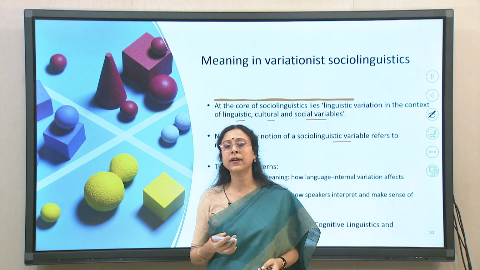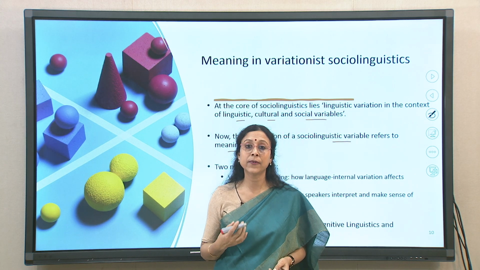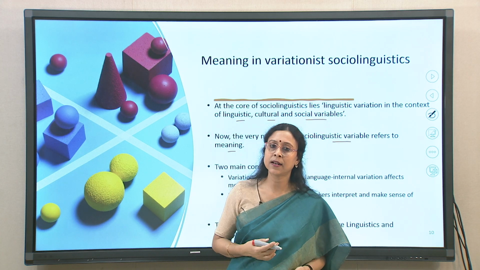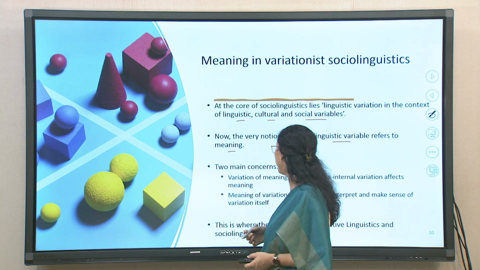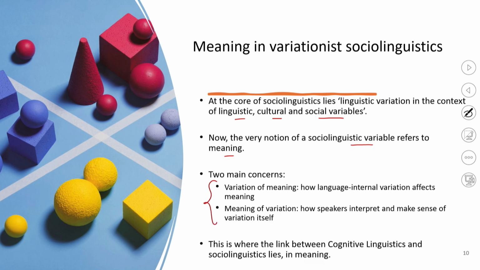Of course, initially sociolinguistic variation focused more on structure, the phonetic structure, phonological, morphological, syntactic and other features, but meaning is also important. While looking at the meaning aspect of linguistic variation, there are two main concerns that scholars have put forward. One is the variation of meaning, how language internal variation affects meaning. The most famous case of understanding variation is how British and American English differ. So, is meaning also an important component in that comparison? That is one, and the other is the meaning of variation.